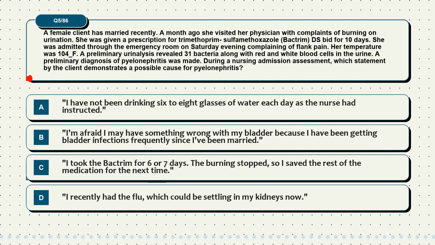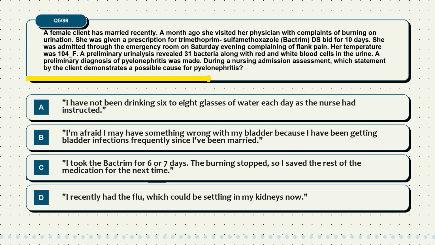Question 5. A female client has married recently. A month ago she visited her physician with complaints of burning on urination. She was given a prescription for trimethoprim-sulfamethoxazole, Bactrim, for 10 days. She was admitted through the emergency room on Saturday evening complaining of flank pain. Her temperature was 104 F. A preliminary urinalysis revealed bacteria along with red and white blood cells in the urine. A preliminary diagnosis of pyelonephritis was made.